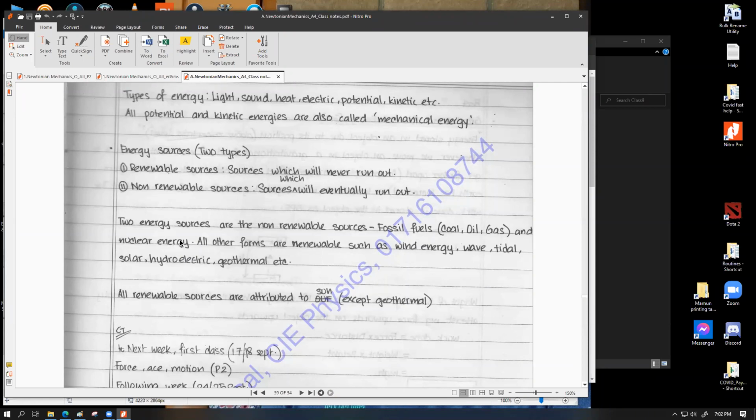Now, I'm going to talk about multiple other things, but before I go into that, take a good look at this sentence. It says that all renewable sources are attributed to the sun, except geothermal. This is interesting. And if you wonder, how about the non-renewable sources?